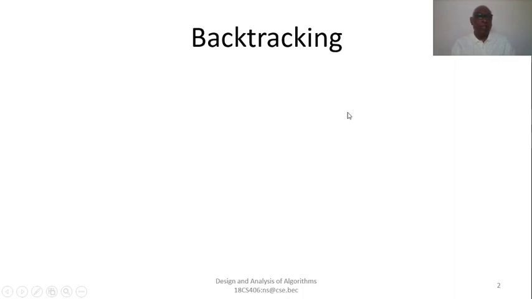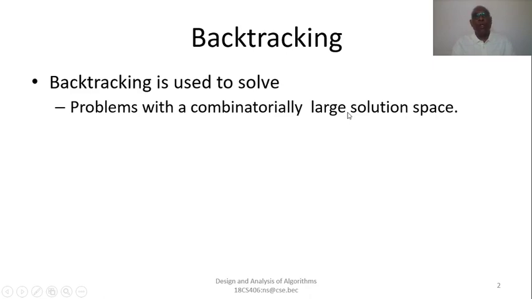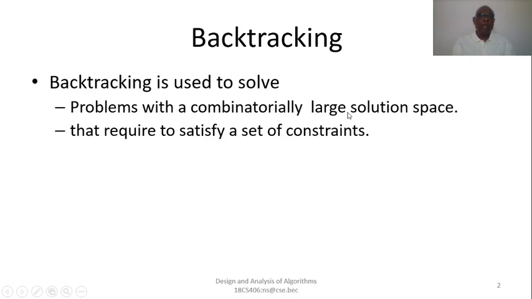Backtracking is an algorithmic design technique like divide and conquer, greedy method and dynamic programming. Backtracking is used to solve problems with a combinatorially large solution space, problems that require satisfying a set of constraints. The problem normally defines what the constraints to be satisfied are. This is also referred to as CSP, constraint satisfaction problem.